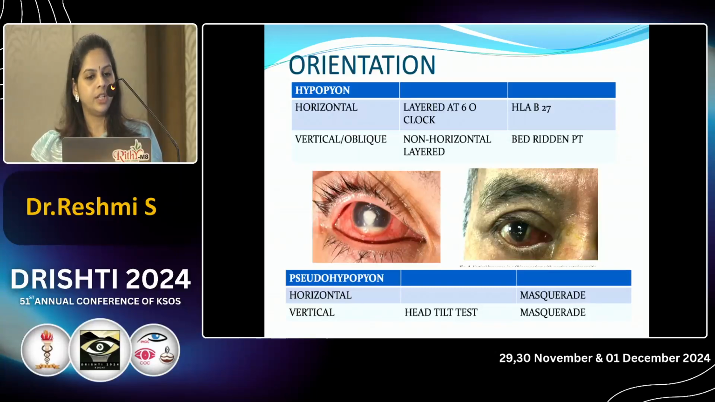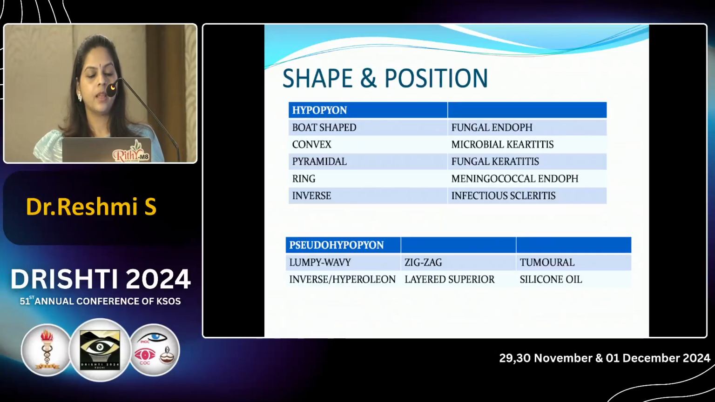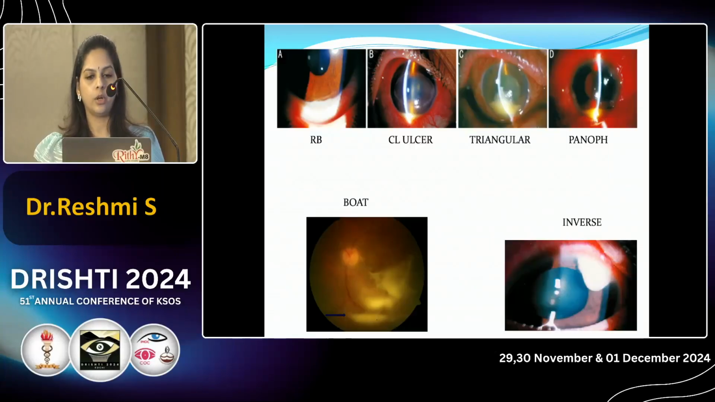Based upon the orientation, it can be horizontal, layered at 6 o'clock as in HLA-B27, or it can be vertical or oblique as in a bedridden patient. Pseudohypopyon can also be horizontal or vertical. Based on shape and position, it can be board-shaped in fungal endophthalmitis, convex in microbial keratitis, pyramidal in fungal keratitis, ring-shaped in meningococcal endophthalmitis, and inverse in infectious scleritis. Pseudohypopyon can be lumpy wavy type in tumors and inverse type in silicone oil patients.